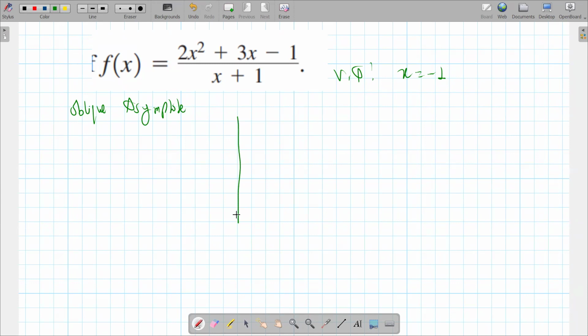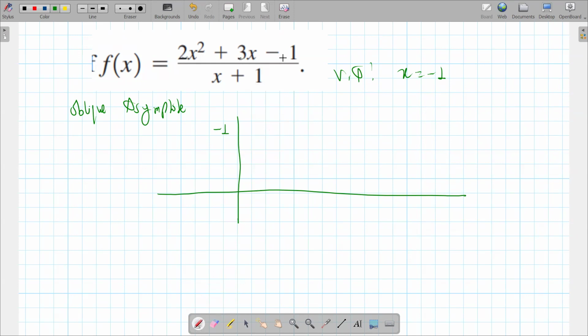For the oblique asymptote, you have to do long division or synthetic division. Synthetic division you can only do when the denominator is a linear function. The denominator here is a linear function, so we can do synthetic division to find the oblique asymptote. So x plus 1, you set it equal to 0. This will give you x equals -1. That's going to be your divisor, -1.